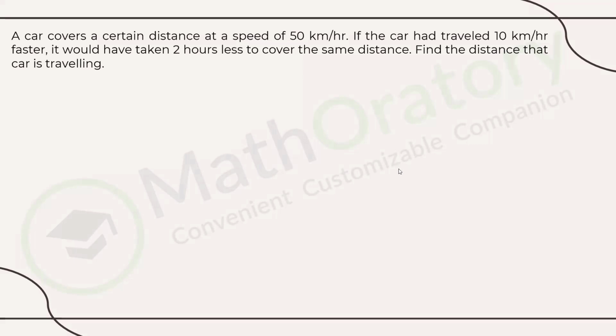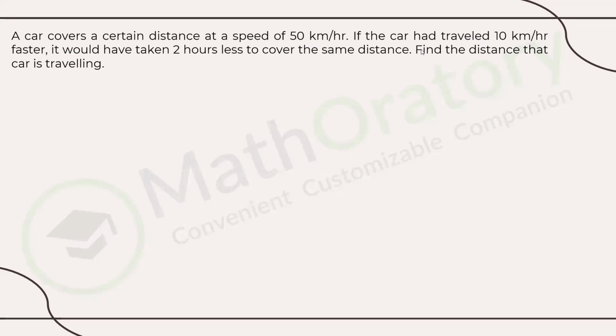Welcome back, everybody. So we are going to do a couple of questions again on time and distance. So we have a car covering a certain distance at a speed of 50 km per hour. If the car had traveled 10 km per hour faster, it would have taken 2 hours less.